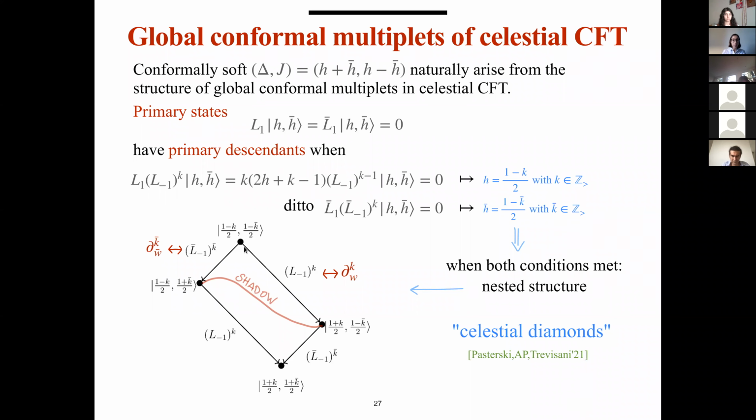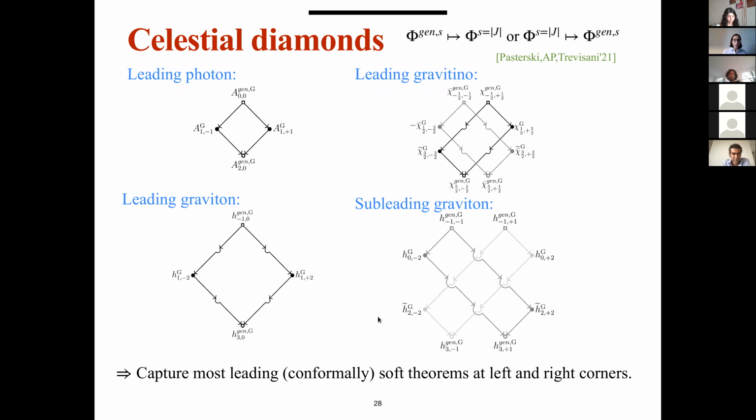So we start with the primary and we find primary descendants at these corners, and then we can further descend with the action of L minus 1 and L bar minus 1 to get other primary descendants. From the point of view of celestial CFT, this action of L1, L minus 1 and L bar minus 1 just corresponds to acting with derivatives in the celestial sphere coordinate. Okay, so now we have these conformal multiplets. Just as an example, here is the structure of conformal multiplets for different cases.